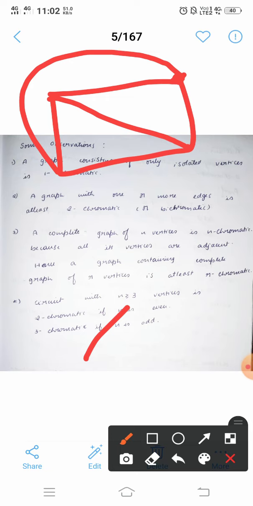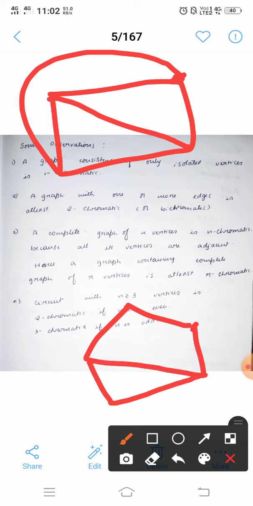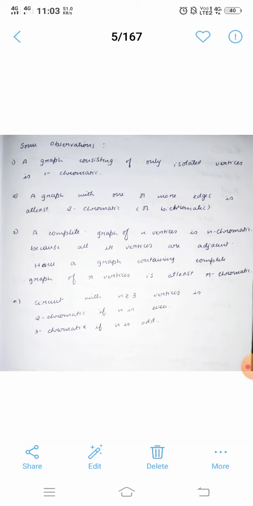Five vertices. If I have five vertices, 3, 4, 5, how are we drawing a complete graph? I have to draw from here. Each vertex is connected by an edge. That means all the vertices are adjacent to each other. So we need different colors.